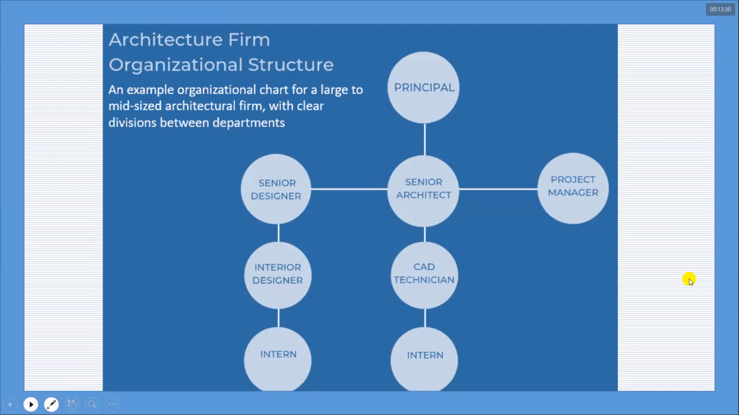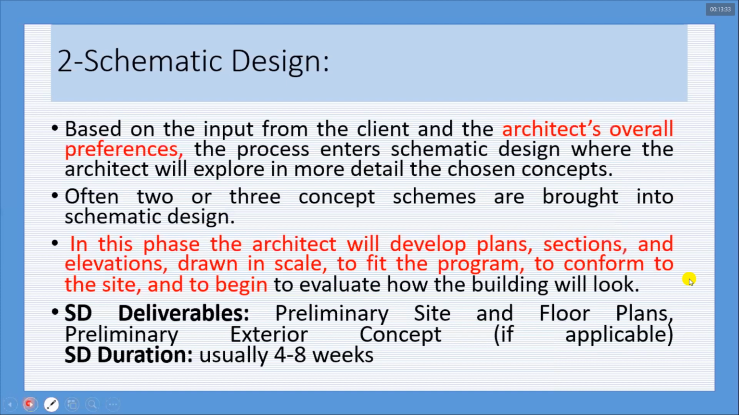So the next phase is regarding schematic design. With the architect's overall preferences, the process enters the schematic design where he explores more detail of the chosen concept. Here, the architect will develop plans, sections, elevations, and draw them on a particular scale so that it can be seen that the program and the site have a good relationship with one another. Then you evaluate how your building will actually look by the end. In this phase, you deliver an initial draft of the site, initial draft of floor plans, even the basic exterior concept of how your building will look, and it will take mostly 4 to 8 weeks.